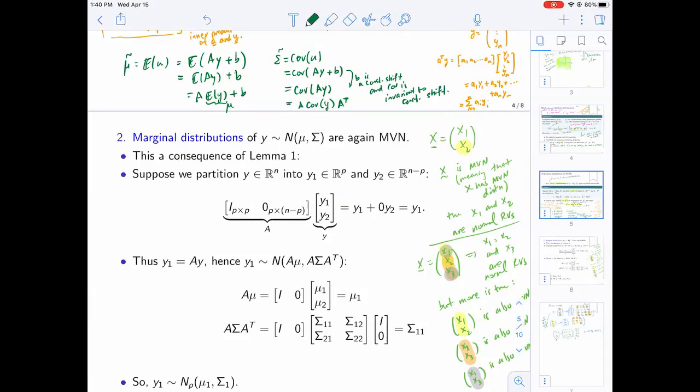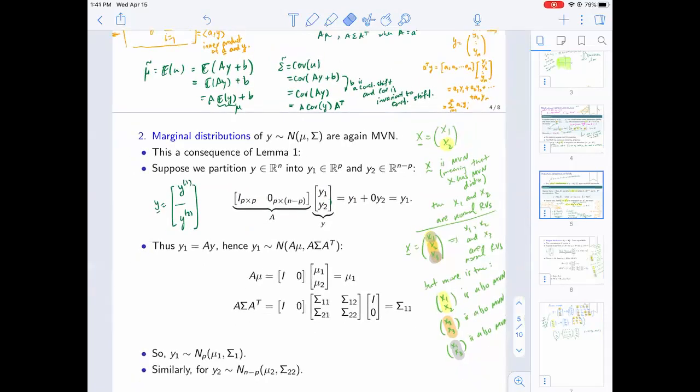What I'm saying is that if you have a vector Y and you subdivide it into two blocks, which could be consecutive or non-consecutive, then the transformation A that I need is just going to be the identity and then zeros. If you multiply this out, you get Y1, and then you can use the result. You can ask the TA to go through this if you want. This is just a general way of writing it.